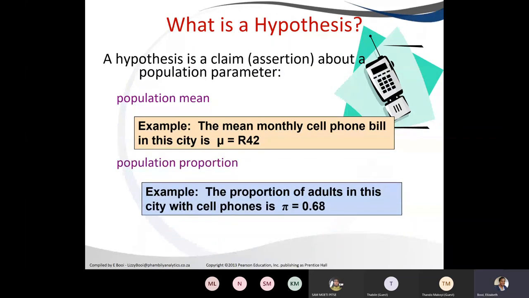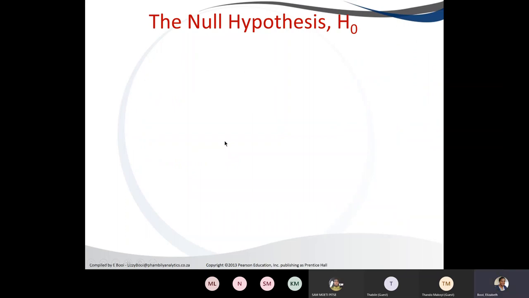And you will notice in your module, you only do it for two: the population mean and the population proportion. Even when we state the null hypothesis or the alternative hypothesis at a later stage, you will understand we only use the population parameter value or sign there. So how do we then state this hypothesis?